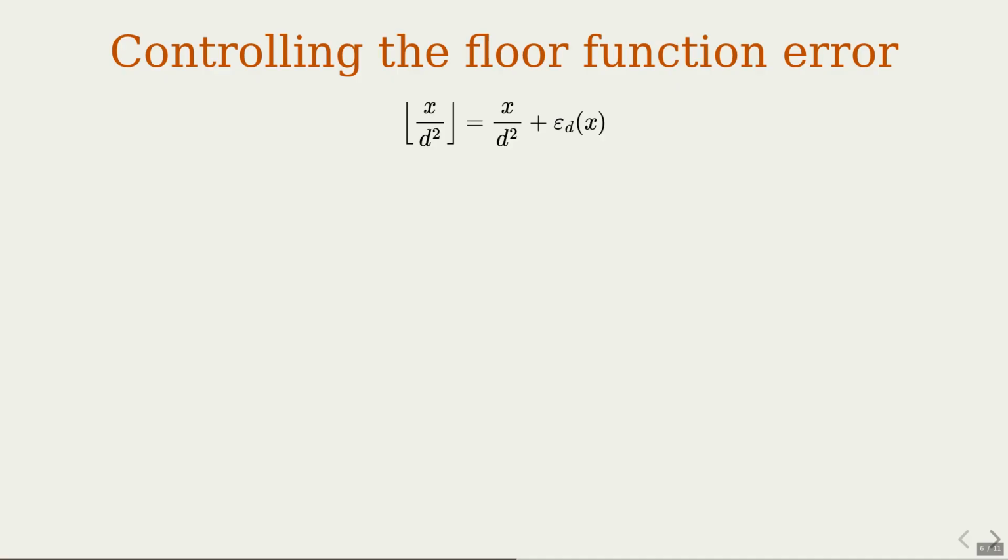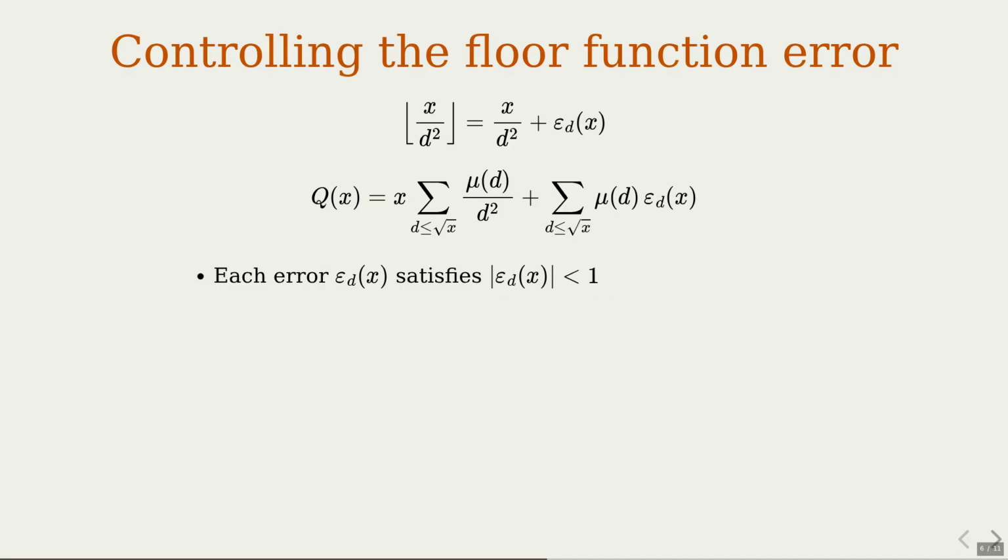We write the floor of x over d squared as the exact quotient plus a small error term epsilon d of x. Substituting this into the formula for Q of x splits it into a main term involving x times a sum over d plus an error sum involving the epsilon terms. Because the floor is within one of the exact quotient, each epsilon term always stays between -1 and 1.